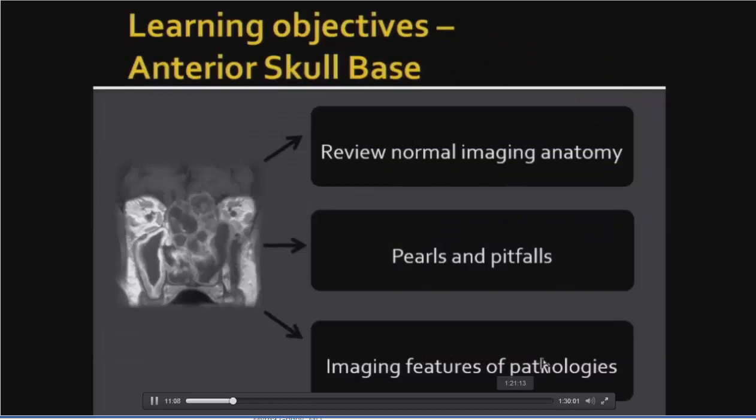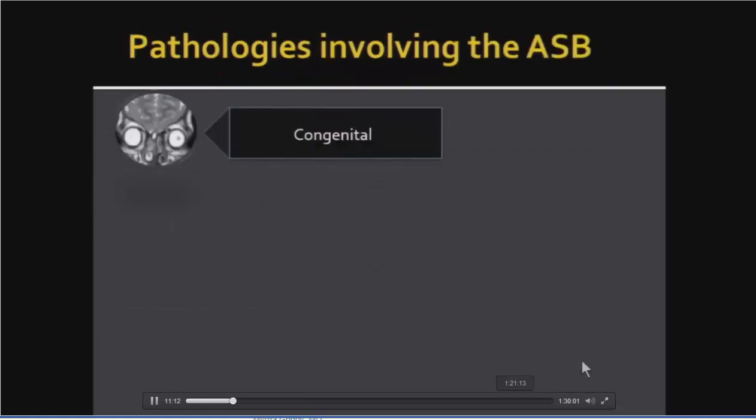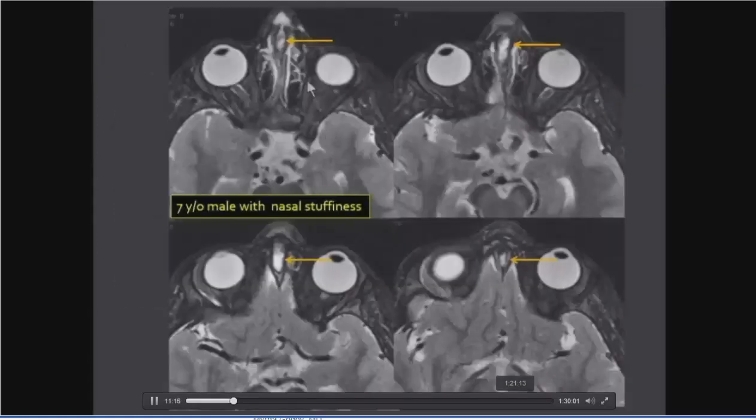Now let's move on and look at some of the common pathologies that we face when we look at the anterior skull base. Let's start off with some congenital pathologies. This is a 7-year-old kid who presented with nasal stuffiness. Now the ENT surgeon looked inside the nose and said, I think I see a lesion along the septum more superiorly, so we should get some imaging. And obviously this being a kid, they wanted to get an MRI and not a CT. And this is what the MR shows.